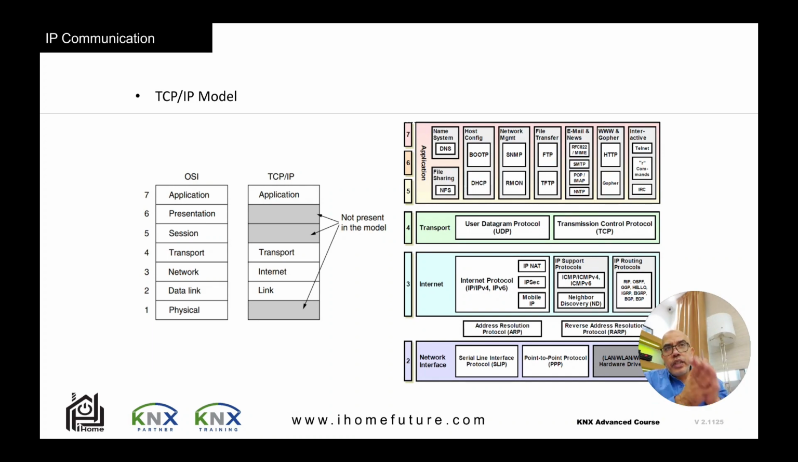If I'm now putting this OSI model onto the TCP/IP model, you can say that only 4 layers are being used in this model, which are the application, the transport, the internet, and the link layer. In the application layer, you have a lot of applications like HTTP, DNS, a lot of applications. In the transport layer, we have 2 protocols, what we call connection-oriented protocol and connectionless protocol, the TCP and UDP. We'll talk about them in detail.